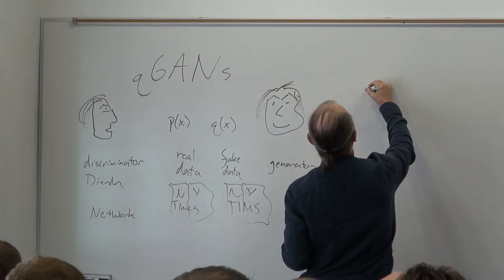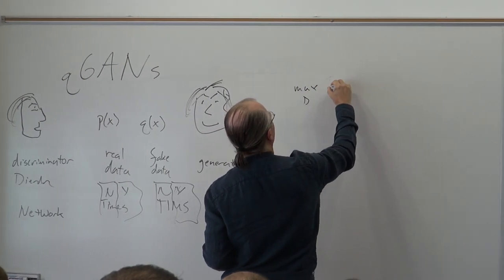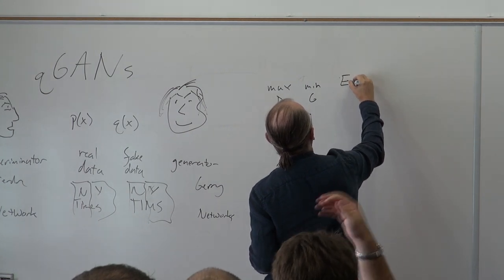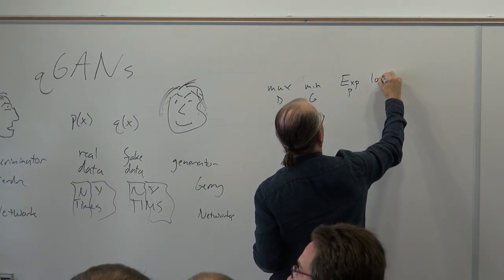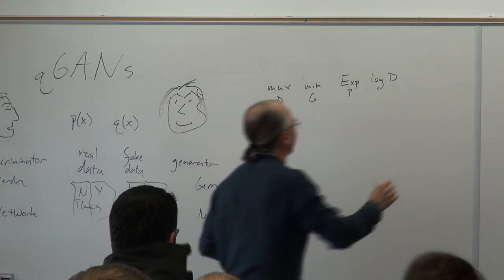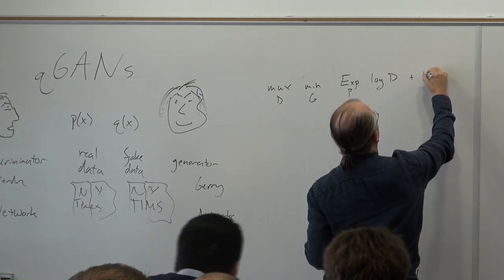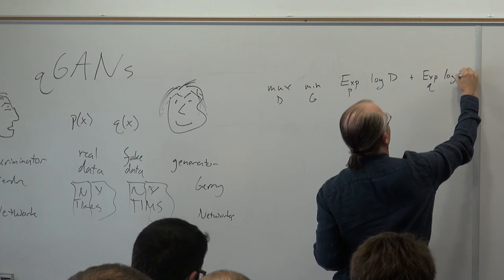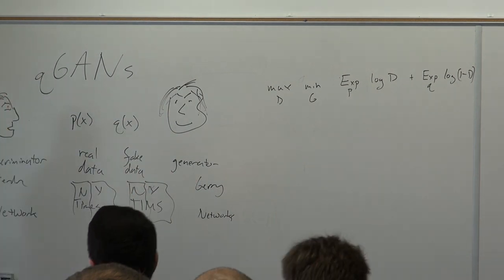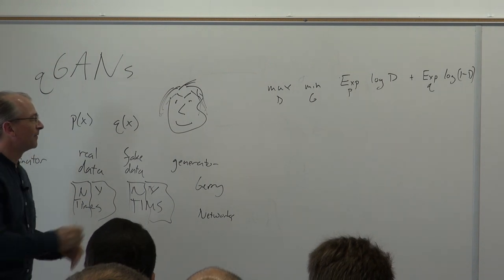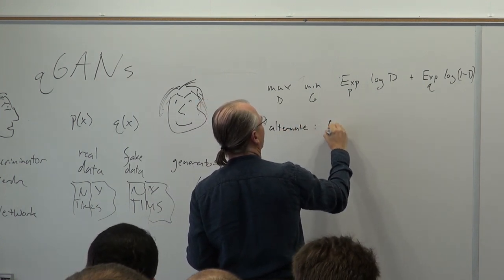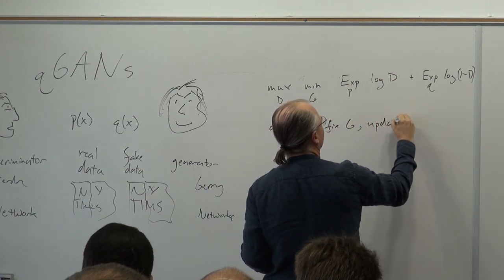So this is a min-max problem. This is the max. The discriminator does the maximizing. The generator does the minimizing. You take the expectation value over the real data P of log of D, where D is the probability that the discriminator figures out that the data is real, plus the expectation value over Q of log of 1 minus D. This is just how they set it up. You could have chosen any loss function you want, but as was mentioned yesterday, they chose a logarithmic loss function for reasons that will become obvious in a second. And they alternate: first fix G and update D, and then we fix.